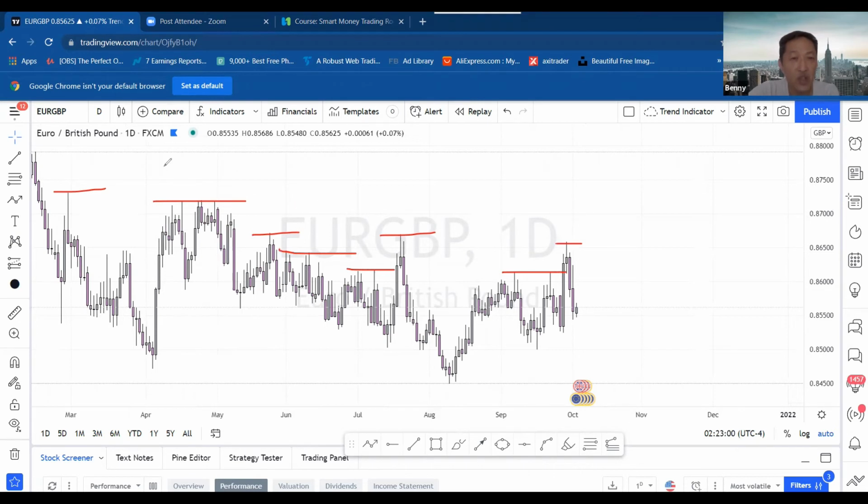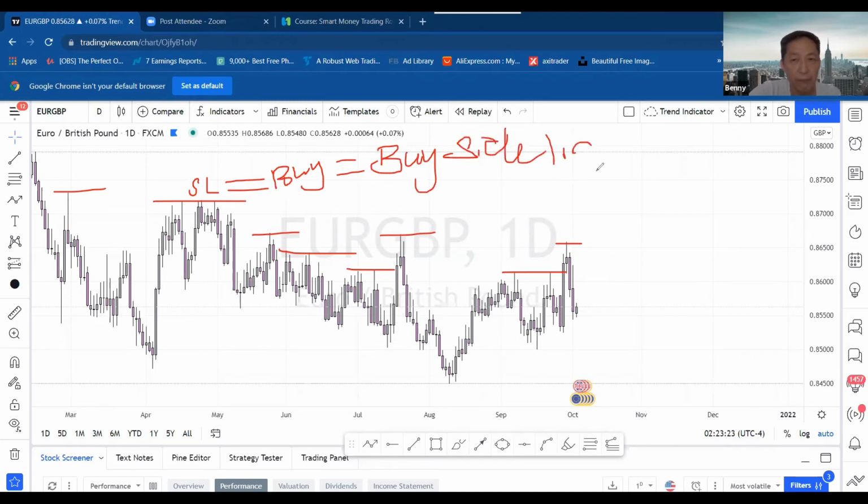So these are all the stop losses above, right? People who sell, they expect the price to go down, so when the price comes and visits, they sell. If they sell, their stop loss is actually a buy order. So we call this buy side liquidity. This is called buy side liquidity because the order is a buy order.